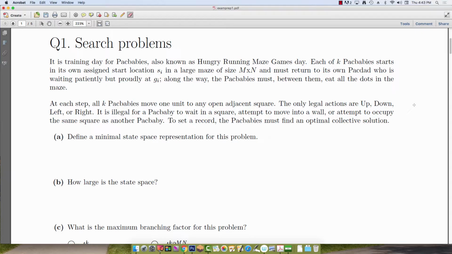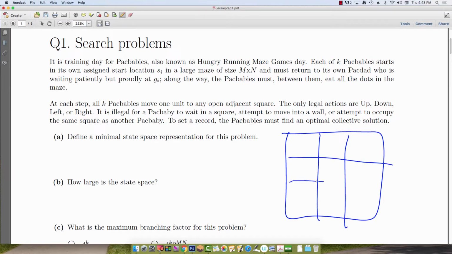This first discussion of exam prep is based on search. And so let's just go ahead and dive right into this first problem. So it is training day for Pac-babies, and the situation is that there's K Pac-babies, so the grid might look something like this. There's P1, P2, P3, and each Pac-baby has a goal, G1, G2, G3. And the goal is for each of the Pac-babies to return to their dads, but along the way they have to collectively be able to collect all the dots that are possibly in the maze.